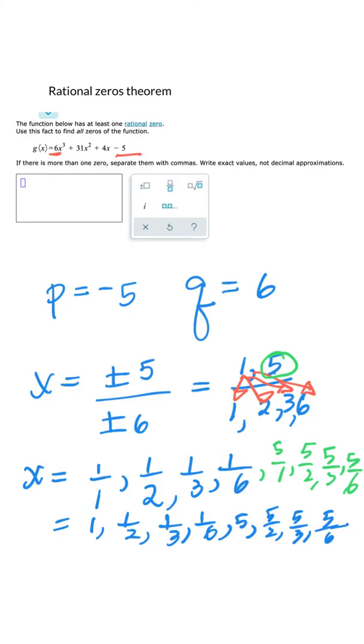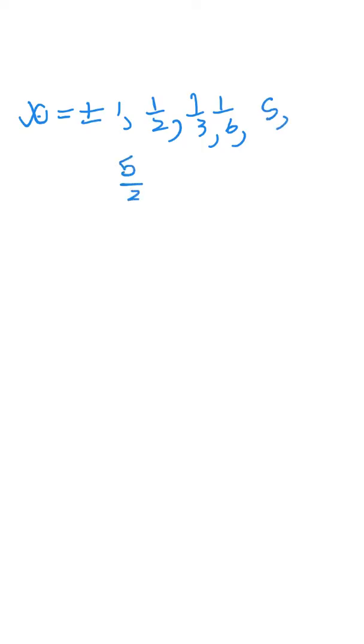The polynomial is 6x cubed, 31, 4, and -5. So x equal to plus or minus 1, 1/2, and that plus or minus is for each one of these roots: 1/3, 1/6, 5, 5 over 2, 5 over 3, and 5 over 6. So what we do is we use synthetic division to determine which one of those are the lucky numbers.